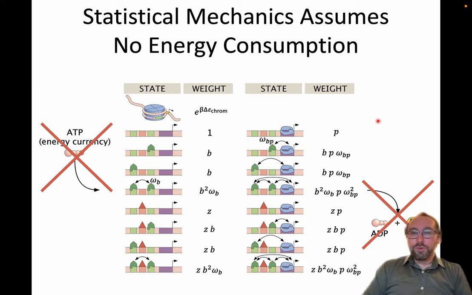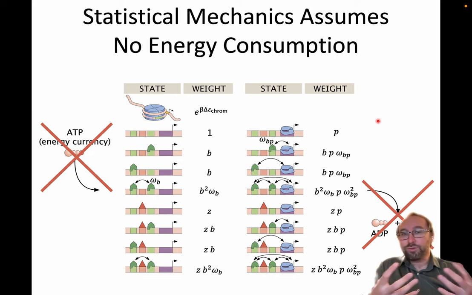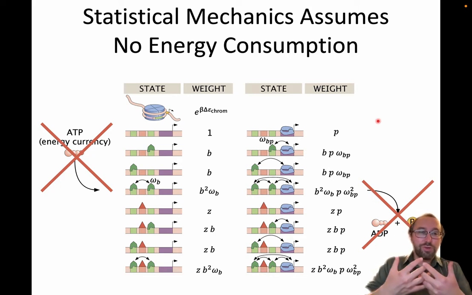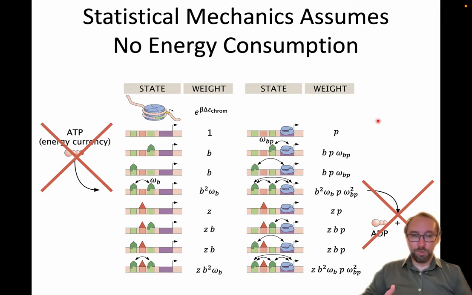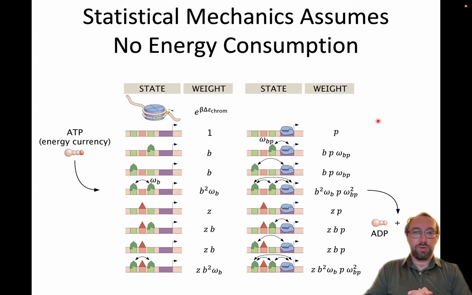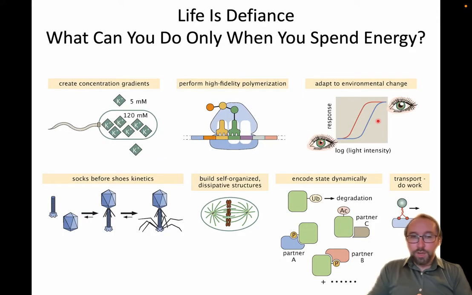So I'm just curious, clearly you can do a lot of things in this context, but it's also true that living matter cannot be in equilibrium, otherwise it would be dead. So what happens when you relax this assumption of no energy consumption? What are the sorts of things that you can do when you spend energy that you cannot do when you don't spend energy? Okay, and what we're going to do throughout the next 2 weeks, probably maybe 2.5 weeks, is think of the different ways that you can spend energy in order to defy the forces of equilibrium.